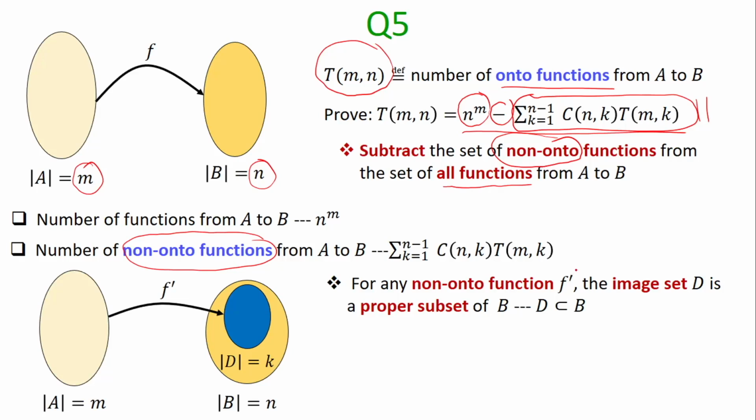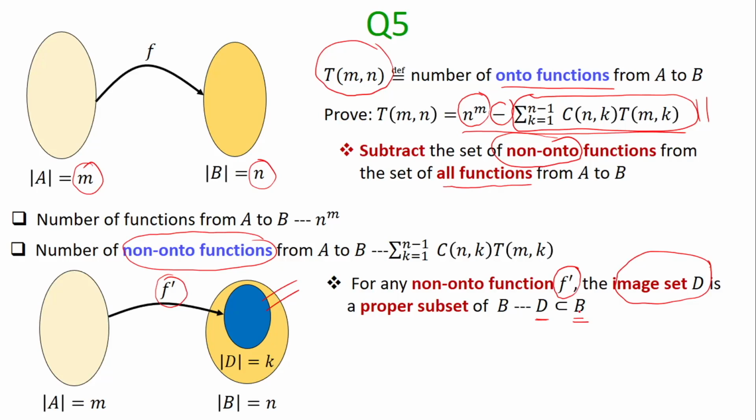Let f dash be an arbitrary non-onto function from A to B. If I focus on the set of possible images which are assigned as per this function f dash and call that set D, so this is my set D, namely all the elements from the set B which are the images as per the function f dash, then since my function f dash is a non-onto function, clearly this image set D will be a proper subset of B.